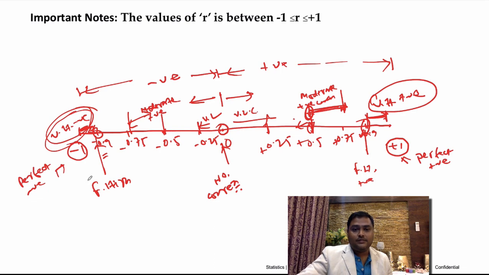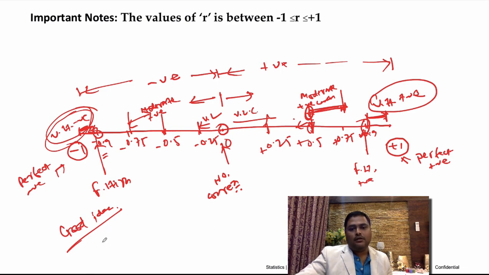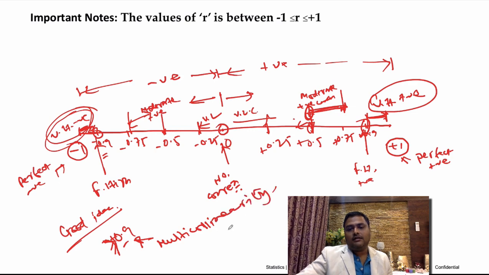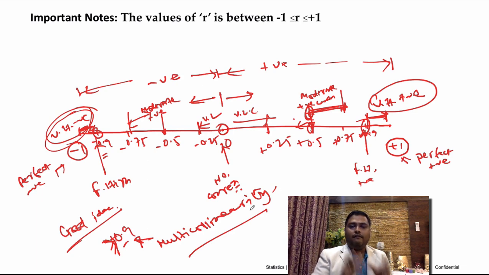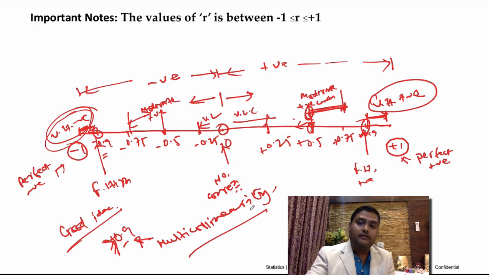But in research we say this is not a very good idea. The moment we are getting any value of more than 0.9, plus or minus, then there must be some sort of multicollinearity. Now what is multicollinearity? It means there may be the effect of multiple other variables on the dependent variable.